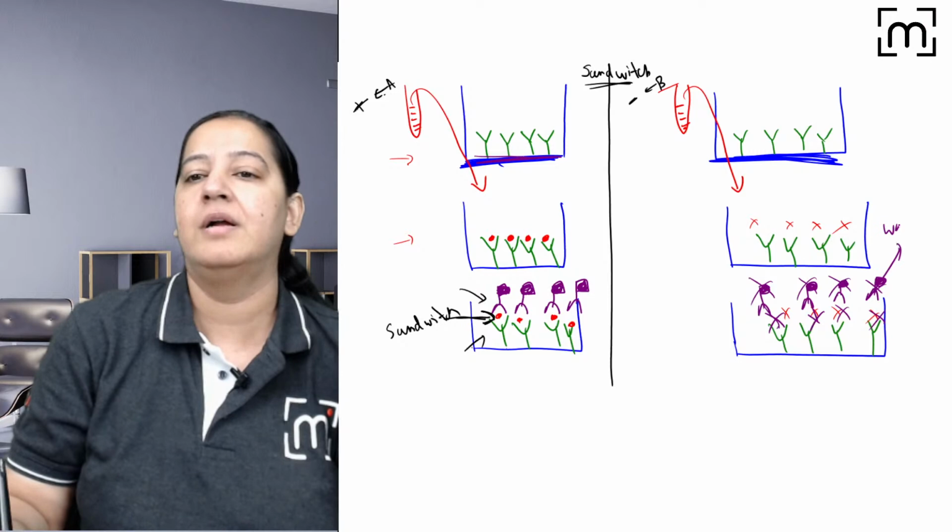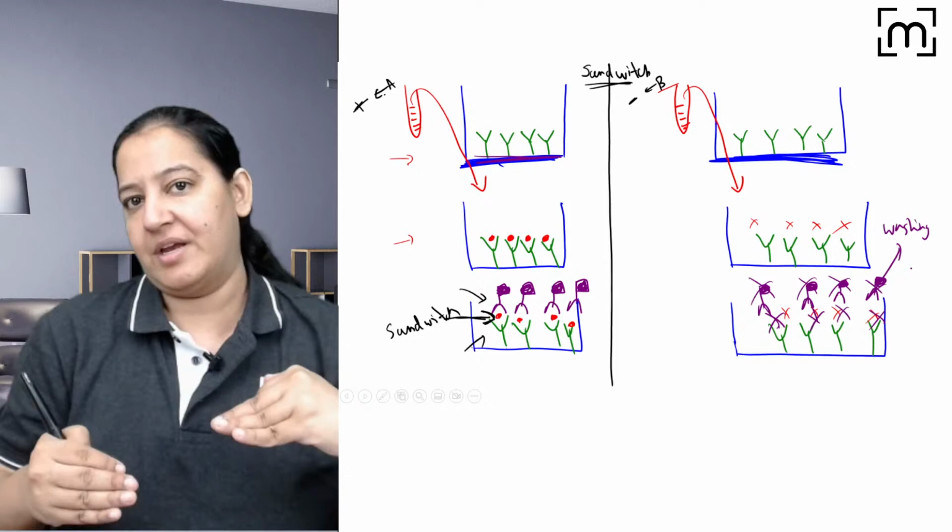Every step we are doing washing. I forgot to tell you. At every step we are doing washing. But these antibodies will not go in patient A.